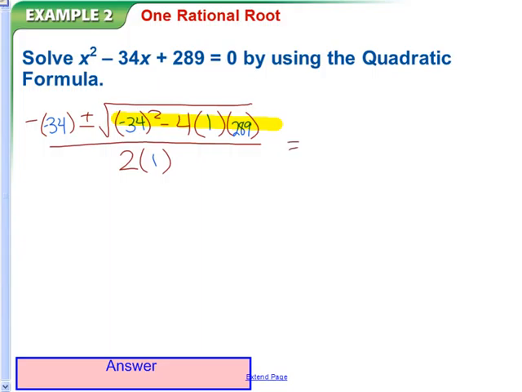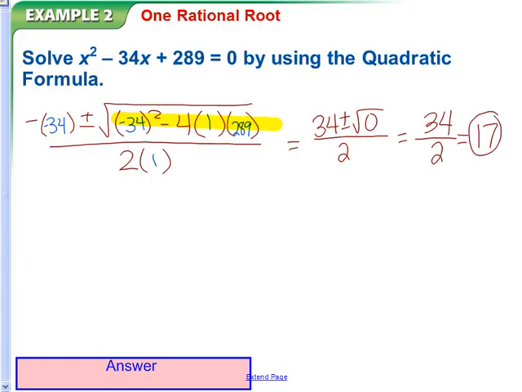So then negative 34 is positive 34, plus or minus the square root of 0 over 2. Square root of 0 is just 0, so 34 plus 0, or 34 minus 0, is still going to be 34. So this one will just have one answer, 34 divided by 2, which is 17.